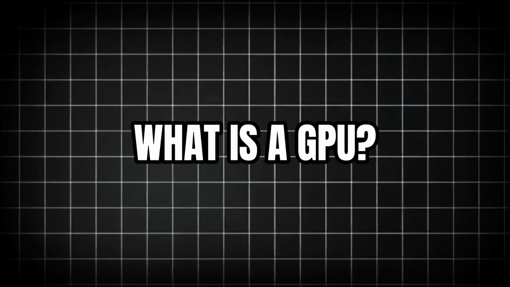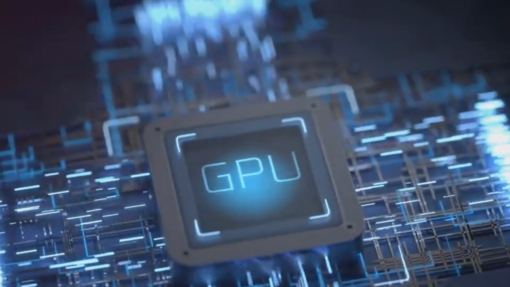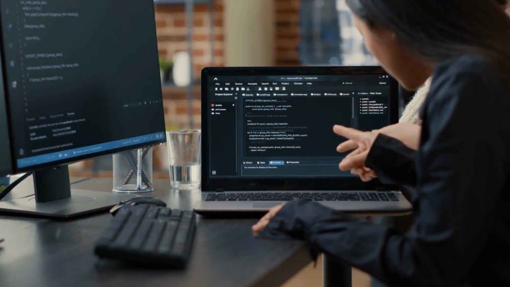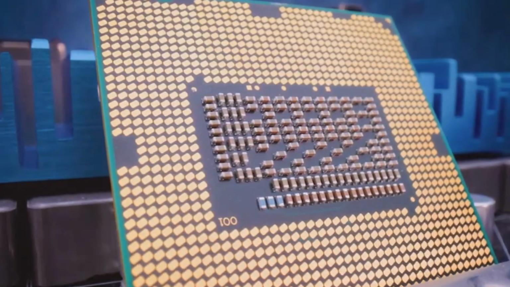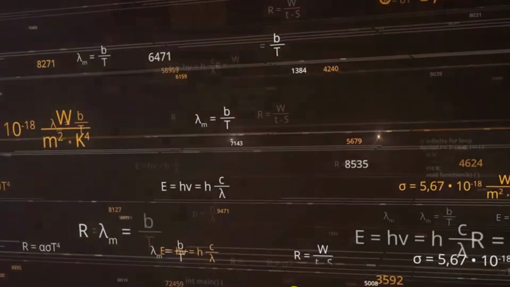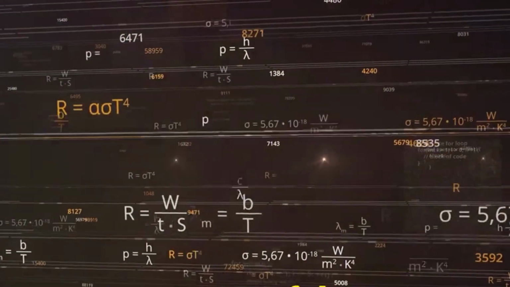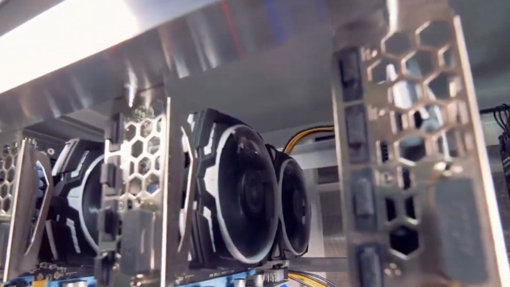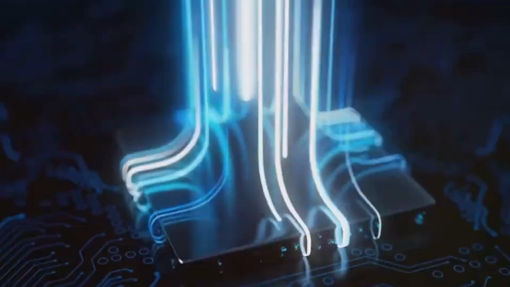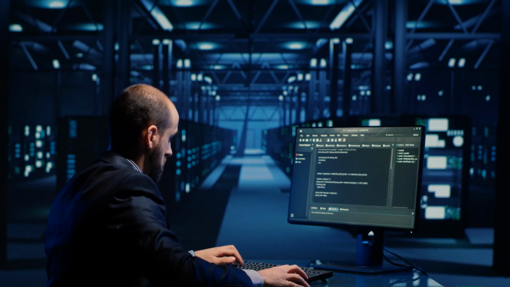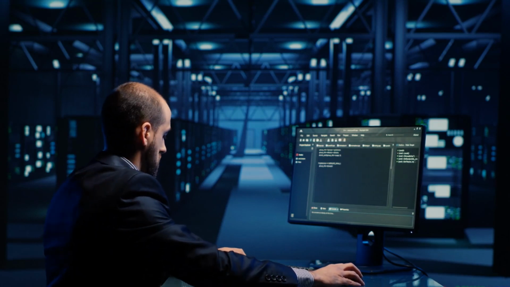What is a GPU? A GPU is essentially a specialized processor designed to handle the tasks involved in rendering graphics. Unlike a CPU, Central Processing Unit, which is a general-purpose processor designed to manage a wide variety of tasks, the GPU is built specifically to manage the highly parallelizable workload of creating visuals. The reason for this specialization is simple. Graphics processing requires a lot of calculations, and a lot of them need to happen at the same time.